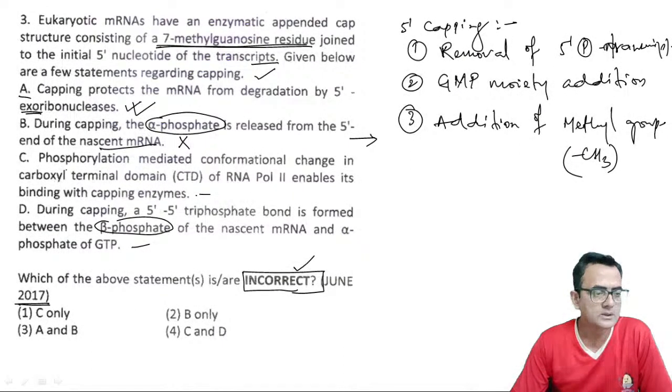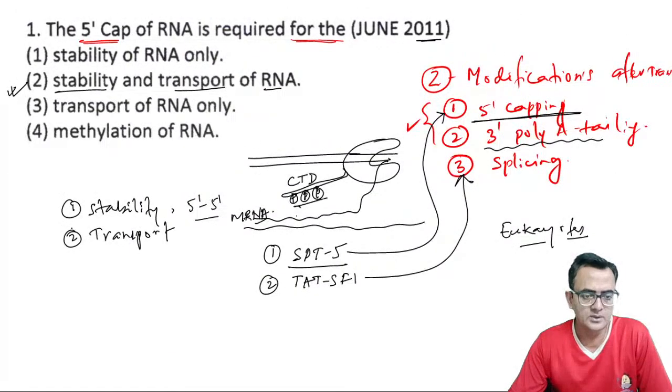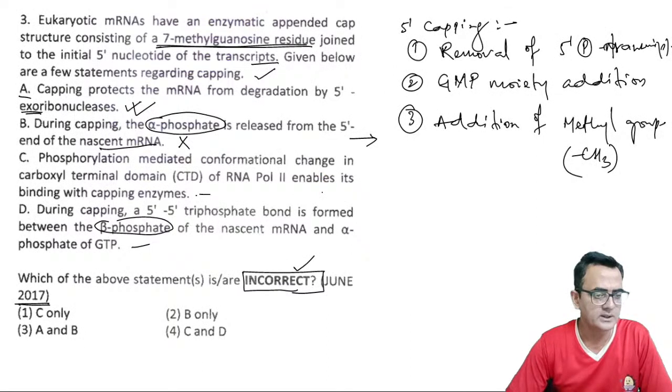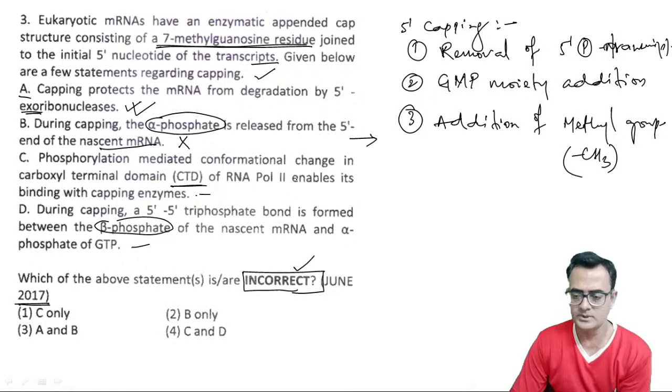Third is: phosphorylation mediated conformational change in the carboxyl terminus domain, CTD, of RNA polymerase 2 enables its binding with the capping enzyme. Yes, earlier in the first question we discussed the C terminal domain phosphorylation. This phosphorylation invites many more enzymes, which may be the capping enzyme or the polyadenylation enzyme. So this statement is also correct. After phosphorylation, there is a conformational change in RNA polymerase 2, and this phosphorylation takes place at the C terminal domain, the tail like structure, so that enables the binding of the capping enzyme.